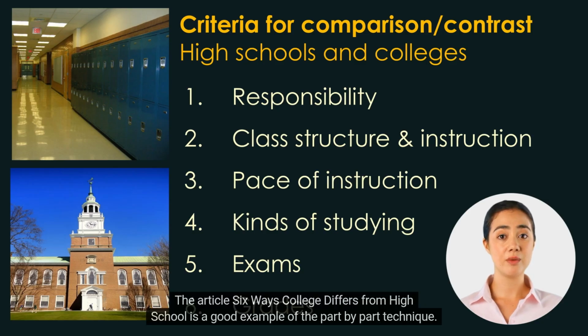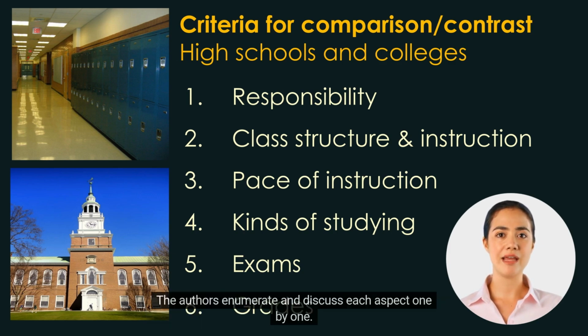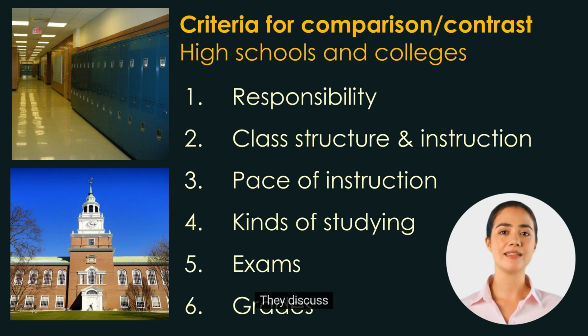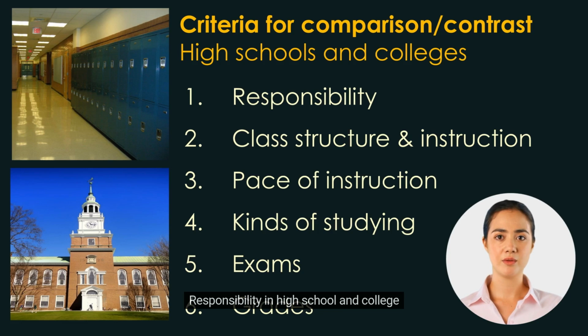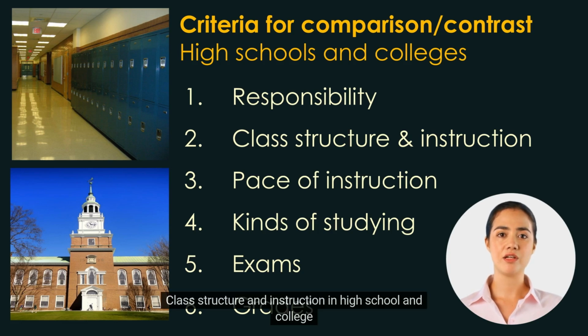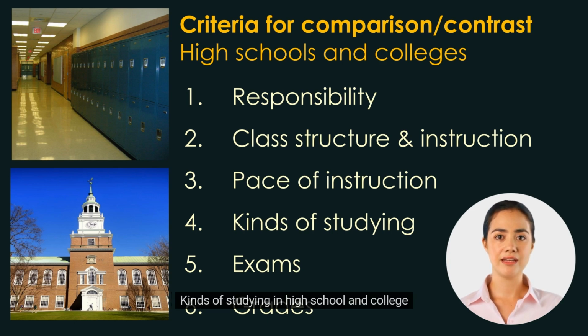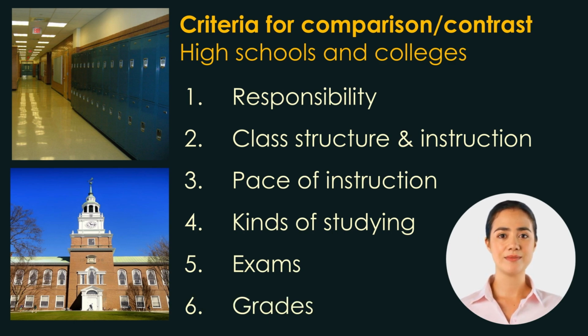The article 6 Ways College Differs from High School is a good example of the part-by-part technique. The authors enumerate and discuss each aspect one by one. They discuss responsibility in high school and college, class structure and instruction in high school and college, pace of instruction in high school and college, kinds of studying in high school and college, exams in high school and college, and grades in high school and college.